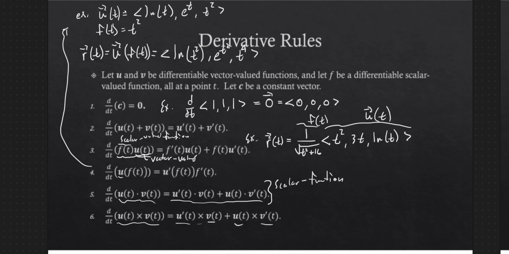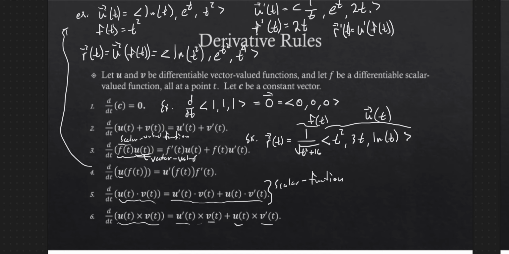So I could find the derivative of u, right? So u prime of t would look like 1 over t, e to the t, and then 2t. And I could find the derivative of my scalar valued function, so this is going to be 2t. And then the chain rule says to combine them like this. Do u prime of f of t, so I'm going to stick t squared in for t here. I'm finding the derivative of r here, u prime of f of t scaled by f prime of t is the combination.